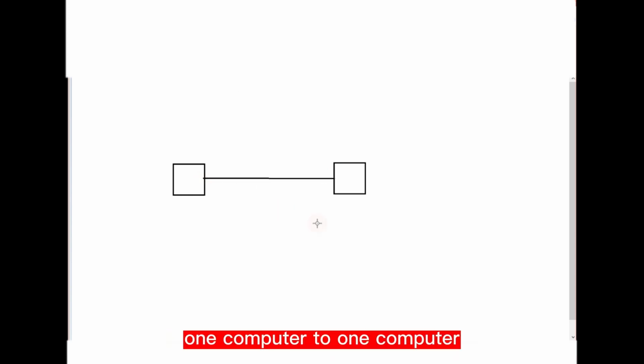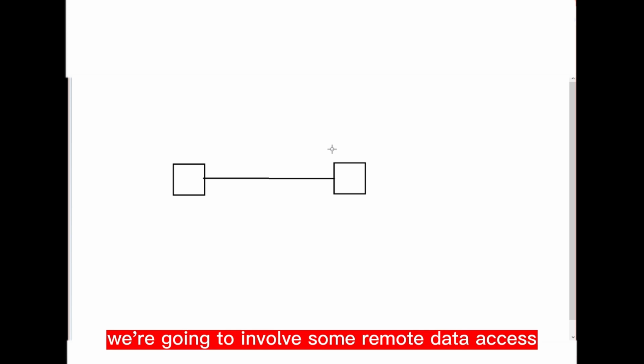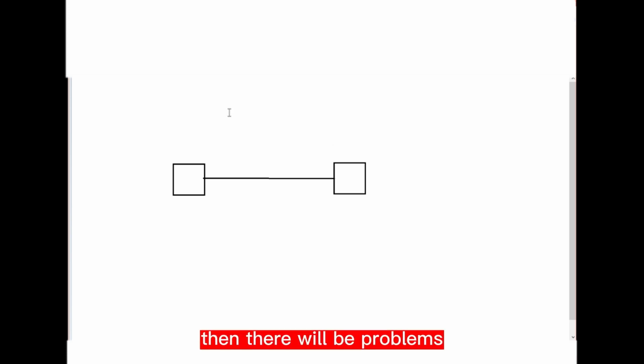But with the development of the network, slowly there are problems. Between two PCs, we can't keep them close together forever. Network communication cannot be one computer to one computer that are very close. Sometimes, we're going to involve some remote data access. Then there will be problems.